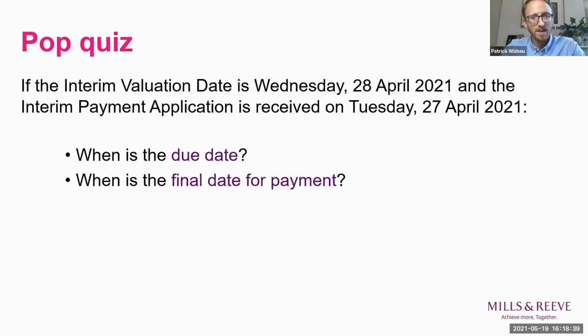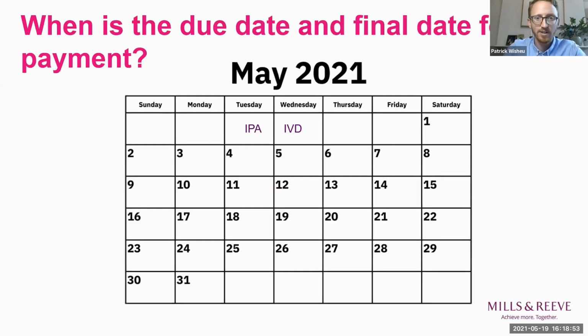So just quickly before I hand over to Gary, to see if you've been paying attention and to see if I've made any sense, I have a little pop quiz for all of you. If the interim valuation date is Wednesday, the 28th of April, 2021, and the interim payment application is received on the Tuesday before, so the 27th of April, when is the due date and when is the final date for payment? So I have a little calendar here, and we have a poll for you to give your answers. So you can see the interim payment application on the Tuesday and the interim valuation date on the Wednesday.